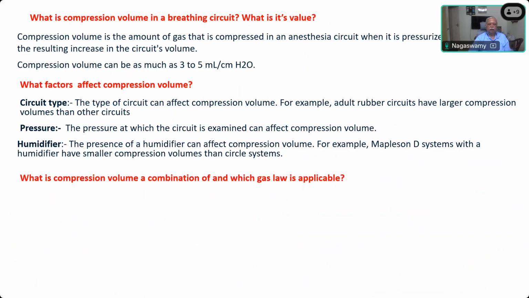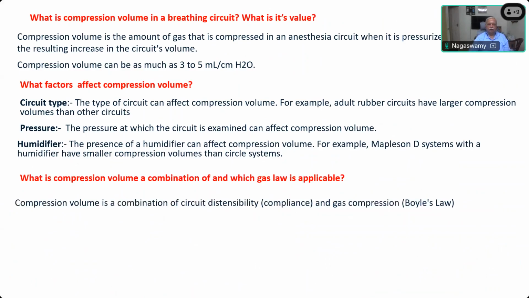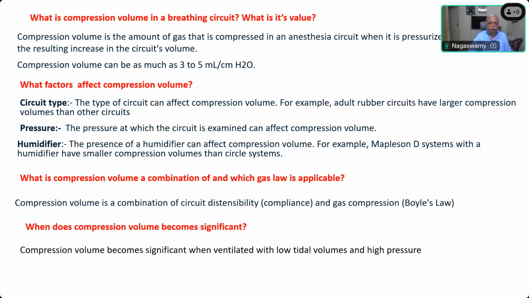And what is compression volume a combination of, and which gas law is applicable? Compression volume is a combination of the circuit's distensibility, that is compliance of the circuit, and gas compression. It is based on Boyle's law. When does compression volume become significant? It becomes significant when ventilating with low tidal volumes and high pressure.